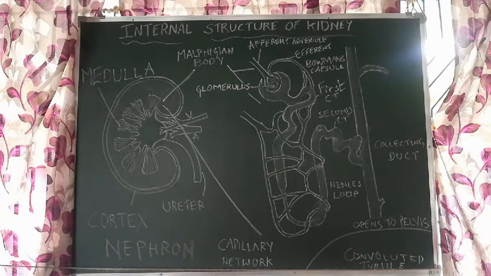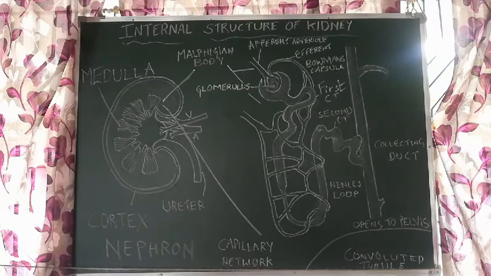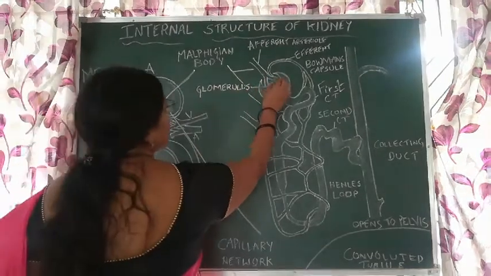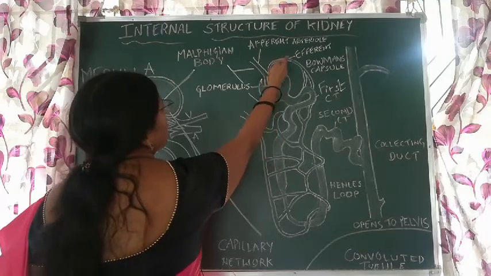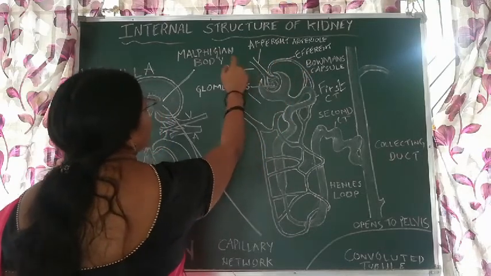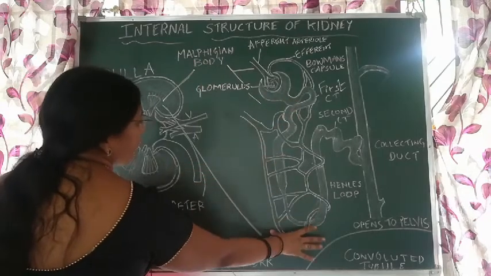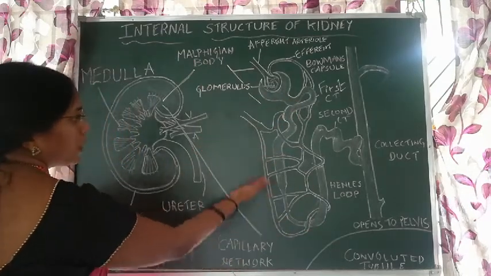Now, what is Malpighian body? This Bowman's capsule and this glomerulus together we call the Malpighian body, and the remaining part of the nephron is nothing but the renal tubule. See, this Bowman's capsule and this glomerulus, which is formed by the afferent arteriole, forms a network and comes out as the efferent arteriole. So this whole thing is the Malpighian body, and the remaining tubular part is called the renal tubule.